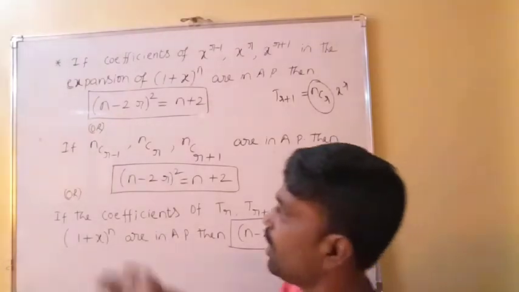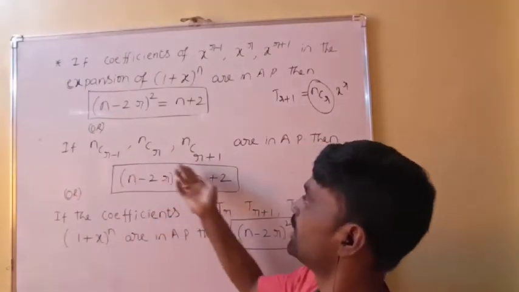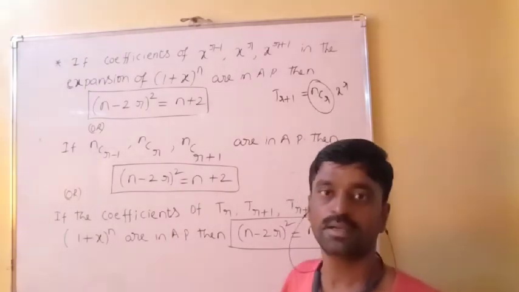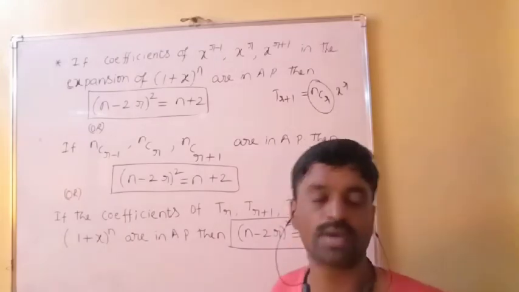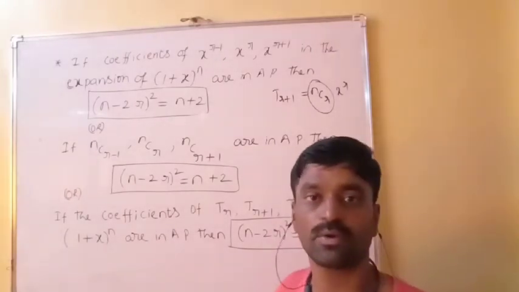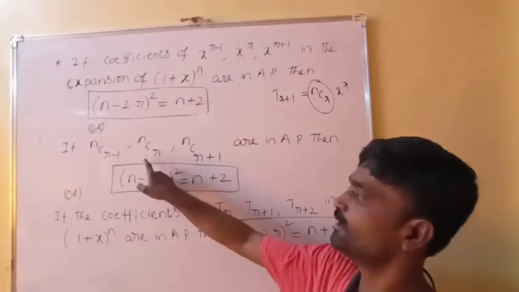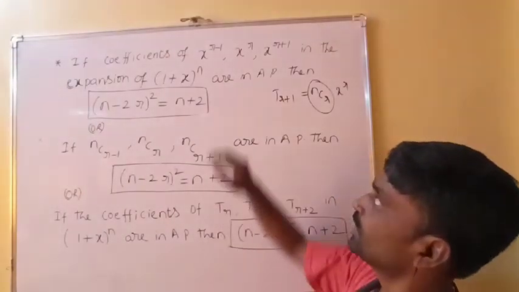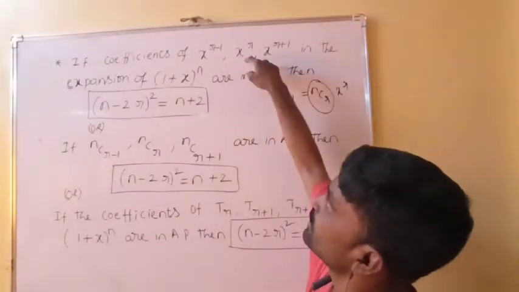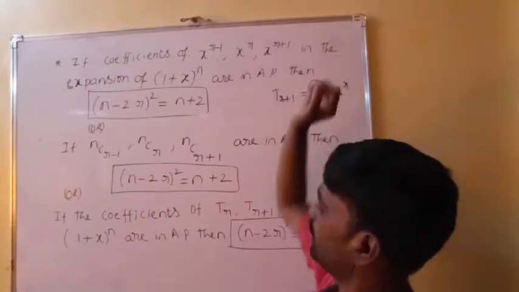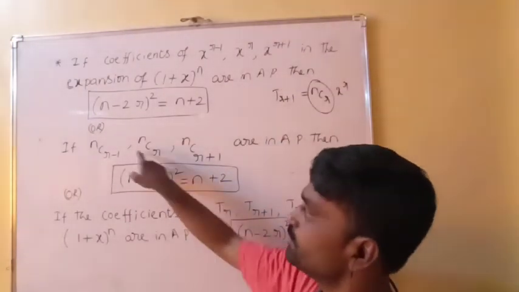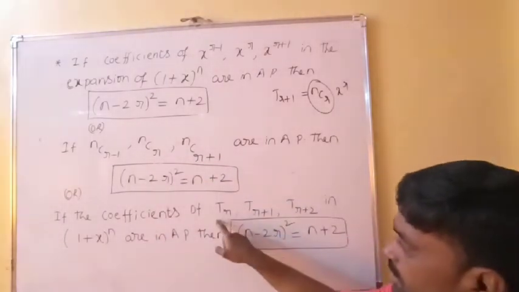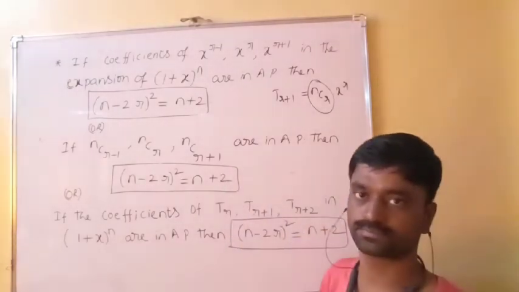Now, if nC(r minus 1), nCr, nC(r plus 1) are in AP, suppose 10C(L), 10C(L plus 1), 10C(L plus 2) are in AP, then what is the L value? Here you have to take the r value as L plus 1, that is the middle term's subscript. So if they give it in the form of x powers, the middle term's x power is r. If they give it in the form of terms, the middle term's subscript is r. If they give it in the form of nC, the middle term's lower index itself is r.